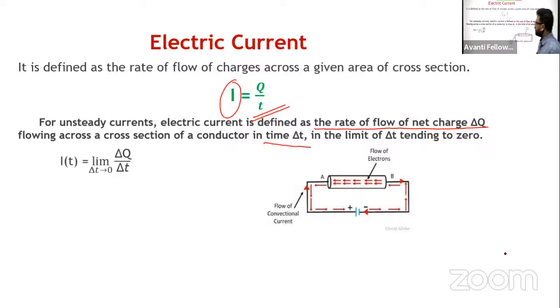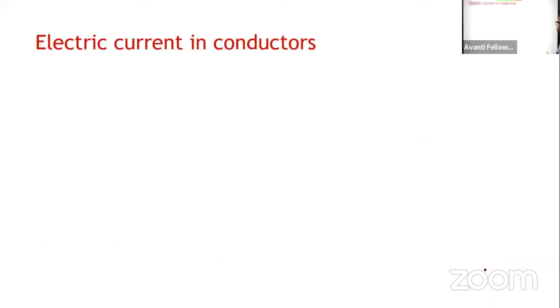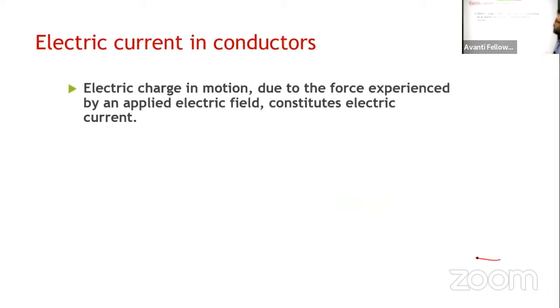See, when we put it in the mathematical form, we write it as delta Q divided by delta t. Delta Q is the charge flowing and delta t is the time interval in which the charge is flowing. So that is the definition of current. So simply we write it as delta Q divided by delta t. The SI unit of current is ampere. We know all these things. Just refreshing it.